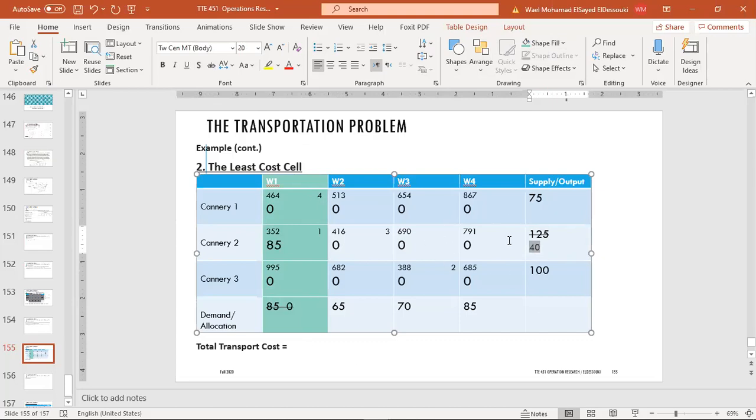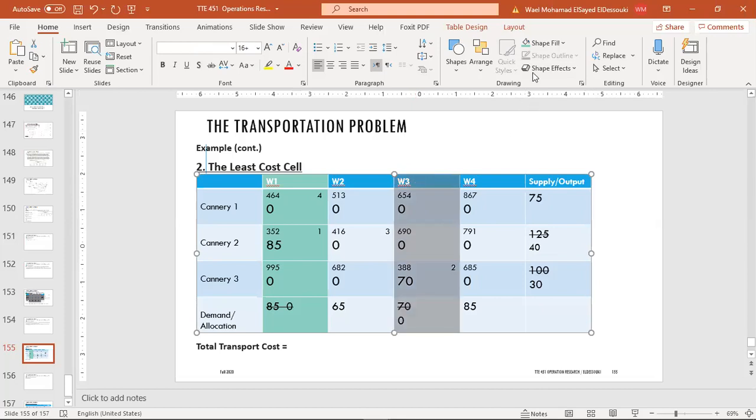Okay. Where's the minimum cost cell here? This one. Correct? So let's assign the maximum here. How much? 70. Correct? And this 100 is going to be available 30 out of the 100. And this 100 is just striked out. Okay? So this warehouse is fulfilled.